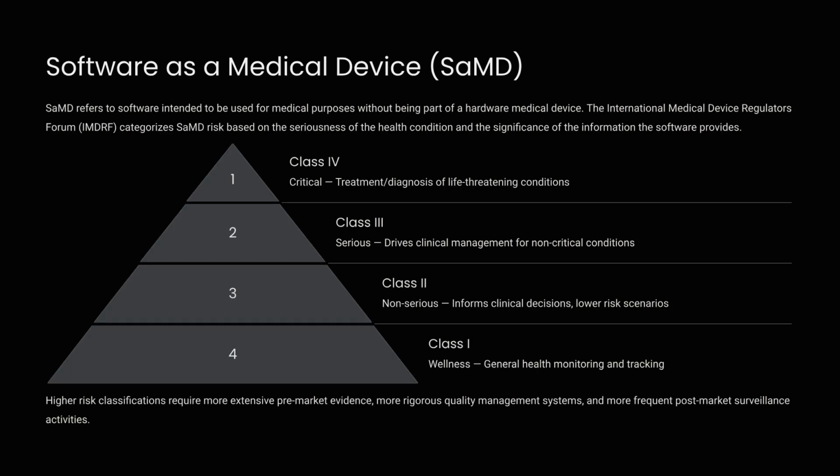Software as a medical device, or SAMD, is software used for medical purposes without being part of a hardware device. Risk is categorized from Class 1, or wellness, to Class 4, which is critical for life-threatening conditions. Higher risk requires more extensive evidence and surveillance.